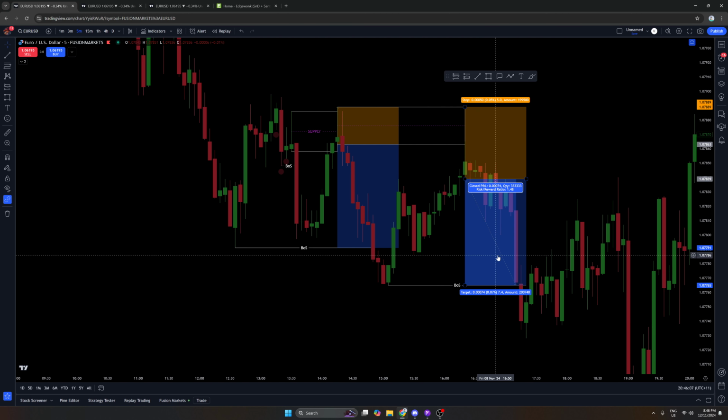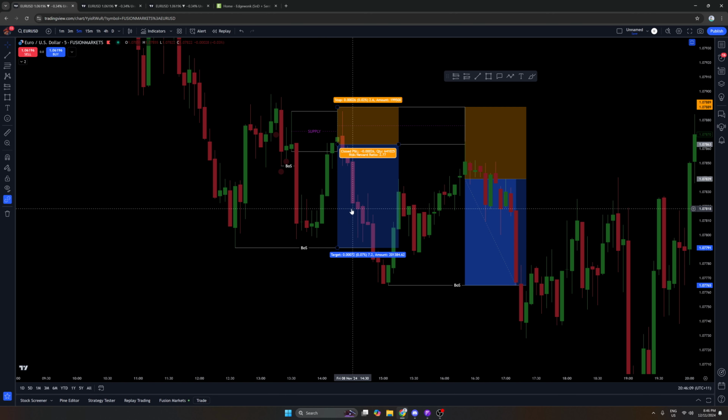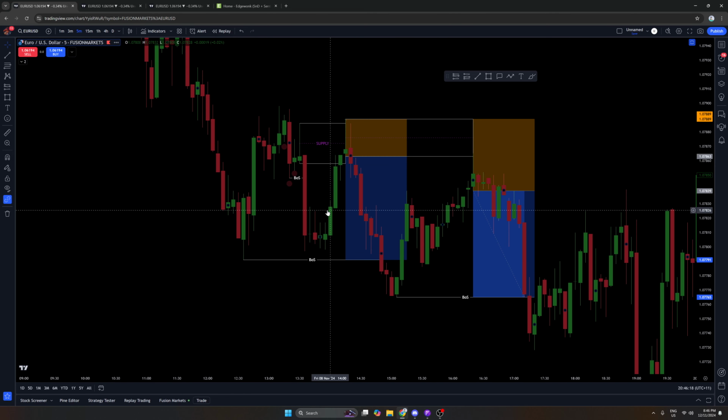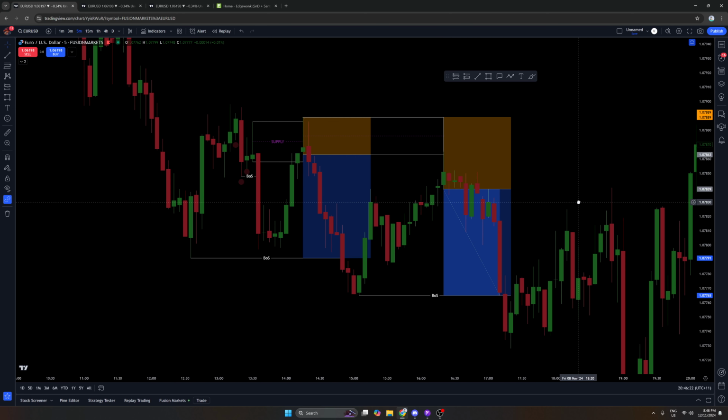Instead of making just under 1,500, you've made 4K. It's a lot better than 1,500. So that's why marking minor structure is very important. I'll go to a long example now.